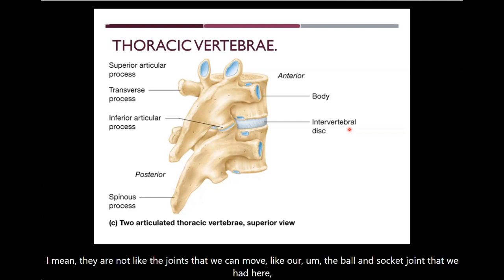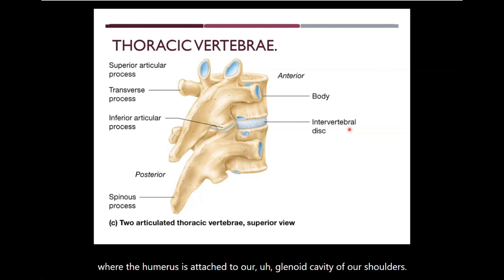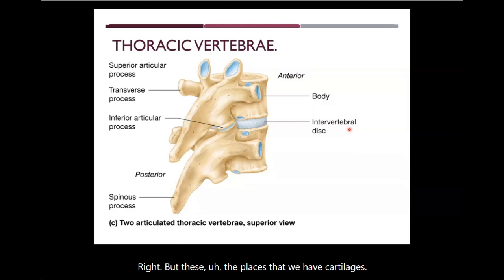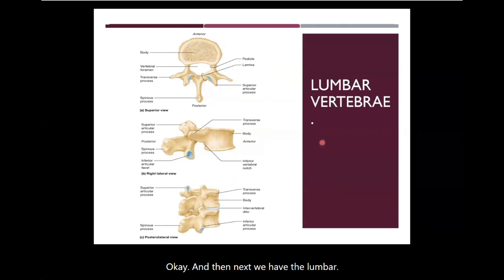I mean, they're not like the joints that we can move, like the ball and socket joint that we have here, where the humerus is attached to the glenoid cavity of our shoulders. I'm throwing names because we're gonna get there, right? We can't move it as freely, right? But these are the places that we have cartilages joining one bone to the other, those are all different types of joints, okay? And then this is called what? Intervertebral discs, okay?